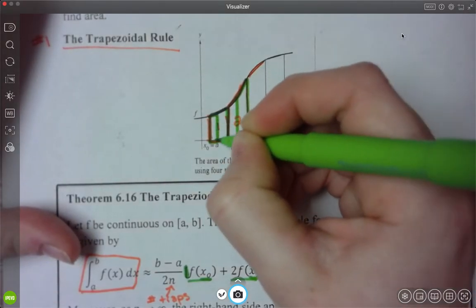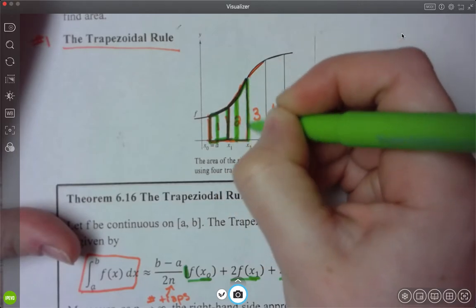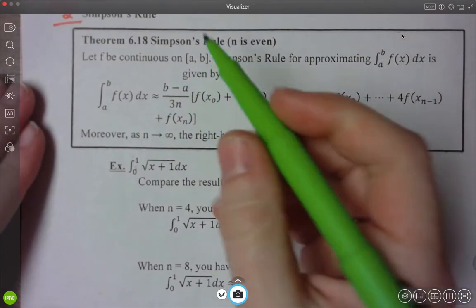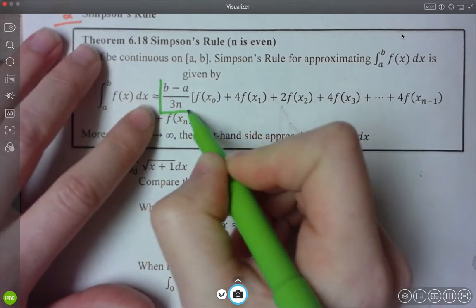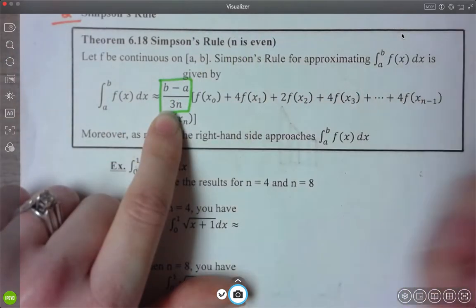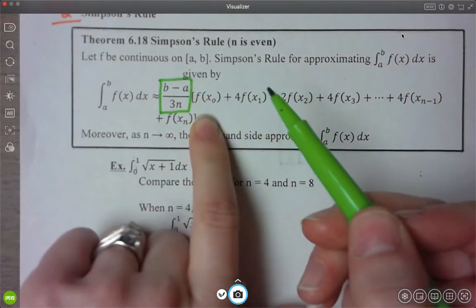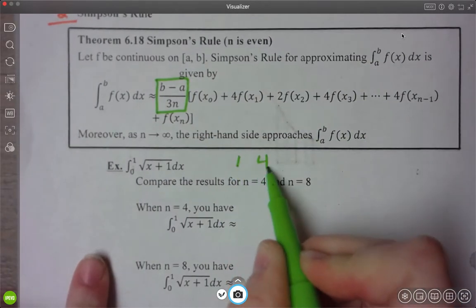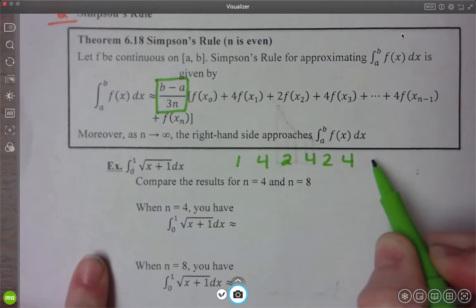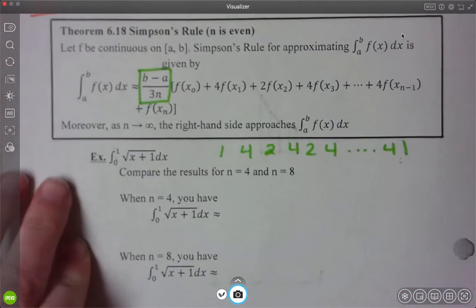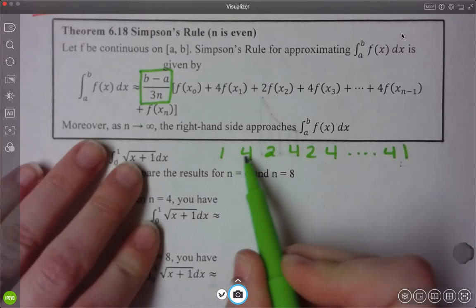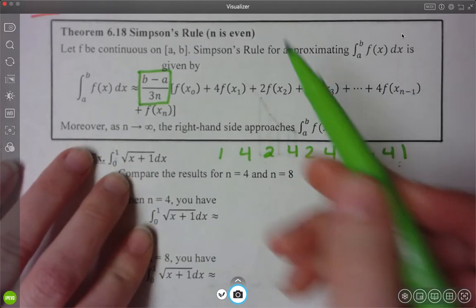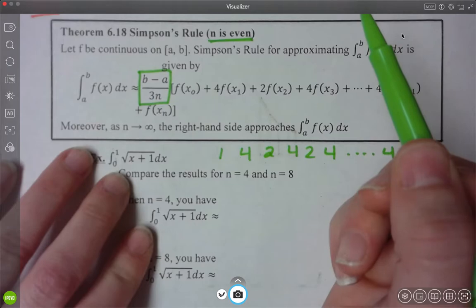So the trapezoid rule is separating it into trapezoids. The Simpson's rule, they don't have a diagram for, but this is how the Simpson's rule breaks down. Similar to the trapezoid rule, you're going to have that b minus a, but instead it's divided by 3n, okay? And same as with the trapezoid rule, you're plugging in the values, except your coefficients are 1, 4, 2, 4, 2, 4, dot dot dot, 4, 1. Those are what your coefficients will look like. Instead of 1, 2, 2, 2, 2, 2, 1, it's 1, 4, 2, 4, 2, 4, 2, 4, 1. And this only works if you are doing an even number of separations.